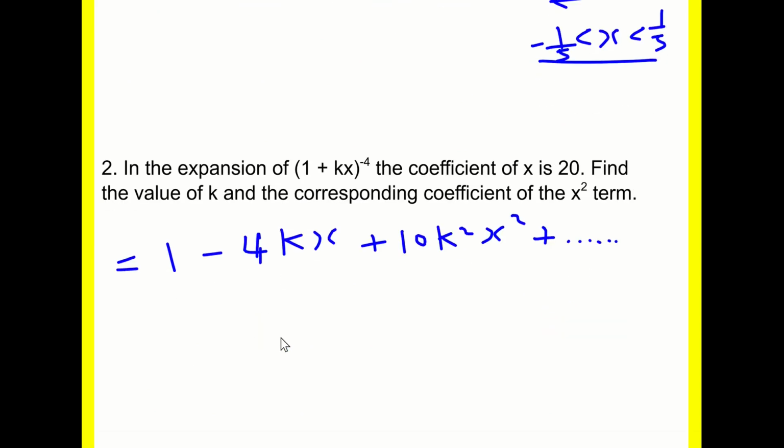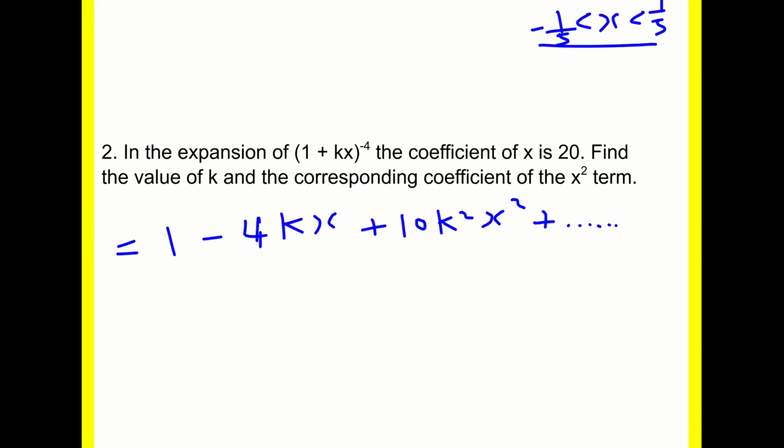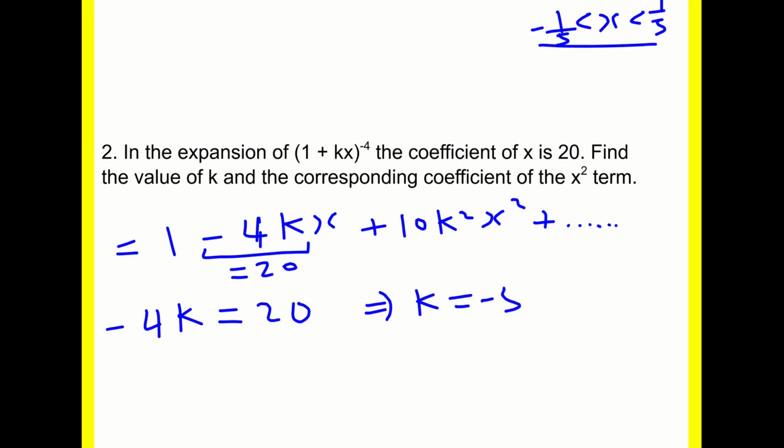So how are we going to do this? Right, well, it says the coefficient of x is 20. So it's basically saying that this thing here is equal to 20. So I can write down that minus 4k equals 20. And that's going to mean that k is minus 5. Lovely. And then I want to work out the corresponding coefficient of the x squared term, x squared coefficient.